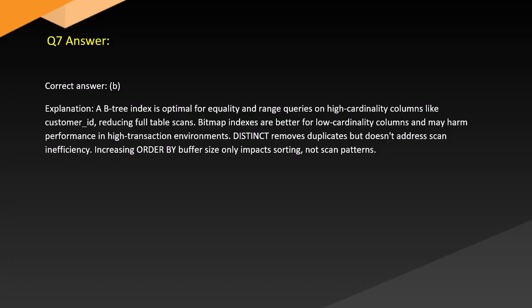Answer. Correct answer, B. Explanation. A B-tree index is optimal for equality and range queries on high cardinality columns like customer ID, reducing full table scans. Bitmap indexes are better for low cardinality columns and may harm performance in high transaction environments. Distinct removes duplicates but doesn't address scan inefficiency. Increasing order by buffer size only impacts sorting, not scan patterns.